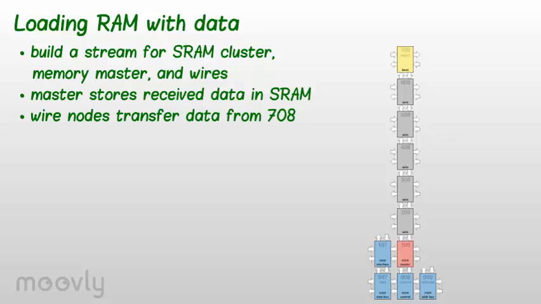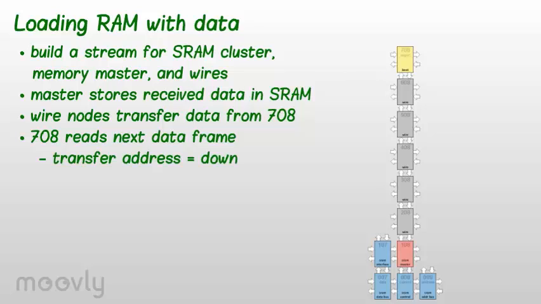When the whole boot frame has been delivered, the boot node is instructed to read another frame. The next frame is built manually during compilation. Its transfer address points to the down port of node 708. The body of the frame contains the image bitmap to be stored in RAM.